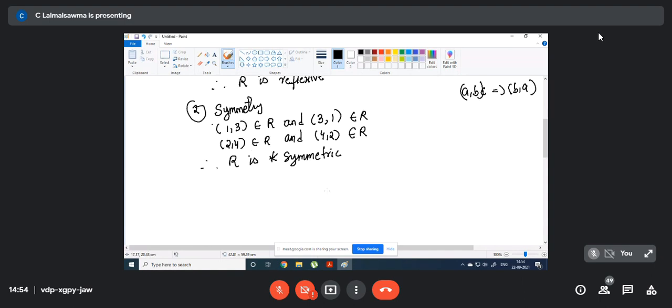Now, lastly, we have to find out transitivity. By the property of transitivity, if (a, b) belongs to R and (b, c) belongs to R, then (a, c) must belong to R. If it belongs to R, then it is transitive. If it does not belong to R, it is not transitive.